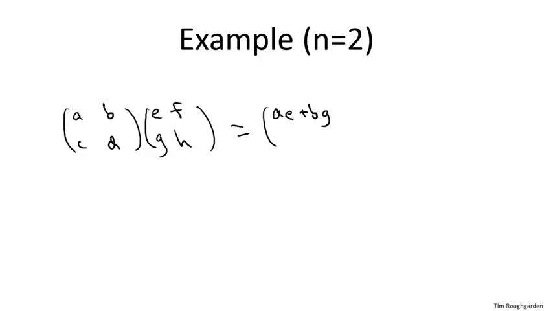AE plus BG. To get the upper right entry, we take the dot product of the top row of the left matrix with the right column of the second matrix. So that gives us AF plus BH. And then filling in the other entries in the same way, we get CE plus DG and CF plus DH. Okay, so that's multiplying two matrices, and we've already discussed the definition in general.